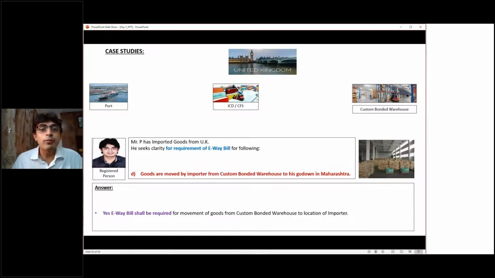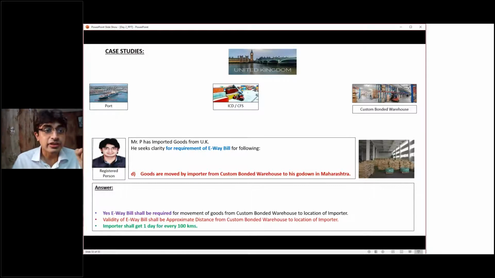So whenever you import, when the exporter sends the goods, e-way bill is not required. When you move from port to ICD, e-way bill is exempt. When you move from ICD to the customs bonded warehouse, e-way bill is exempt. But when you take the goods from the customs warehouse in your own truck, you are required to prepare an e-way bill. So this is how the entire import system works. Clear?